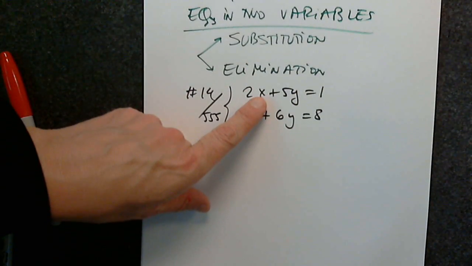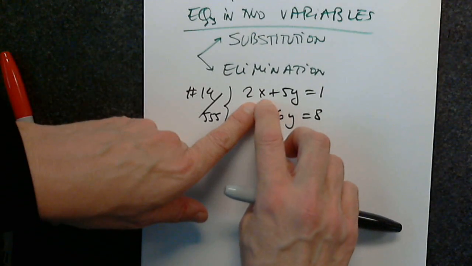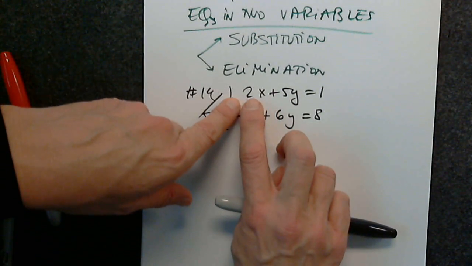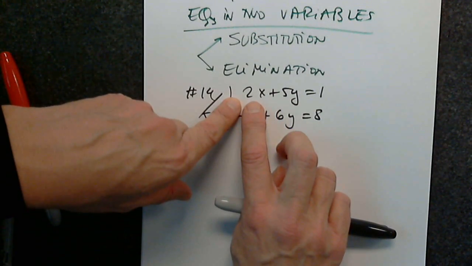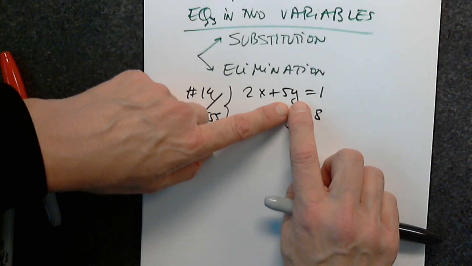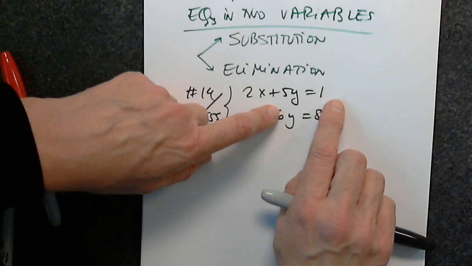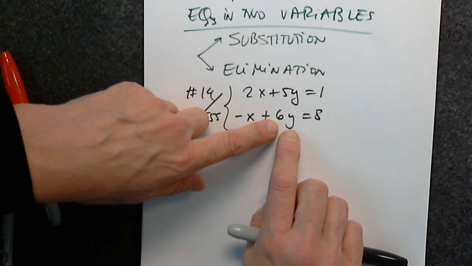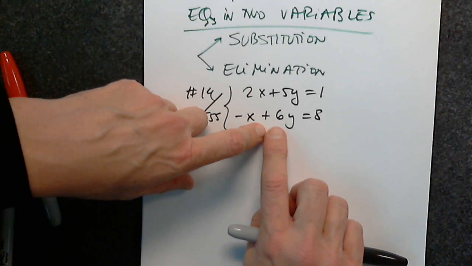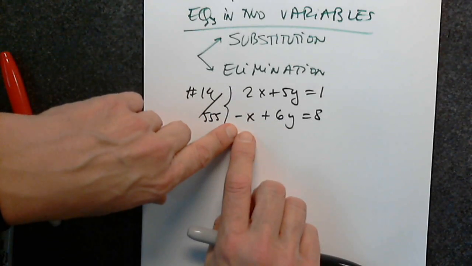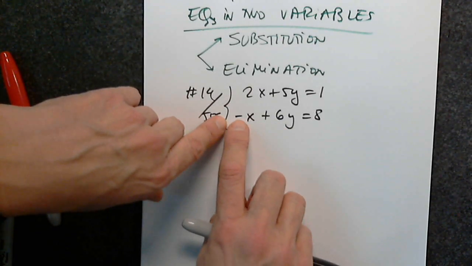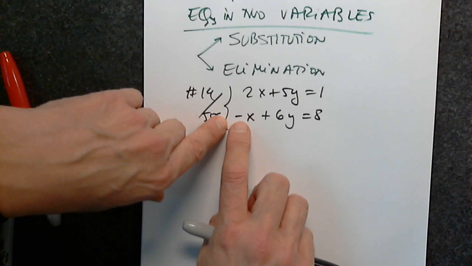Will I substitute for x, solving the first equation for x? No, because it has a coefficient of 2. Not recommended. Should I substitute for y and solve for y? Nope, the coefficient is 5, and then I will have a fraction to deal with. Should I substitute for this one? No, because of the 6 in front. Should I substitute for this? The answer is yes. I can always get rid of positive or negative 1.